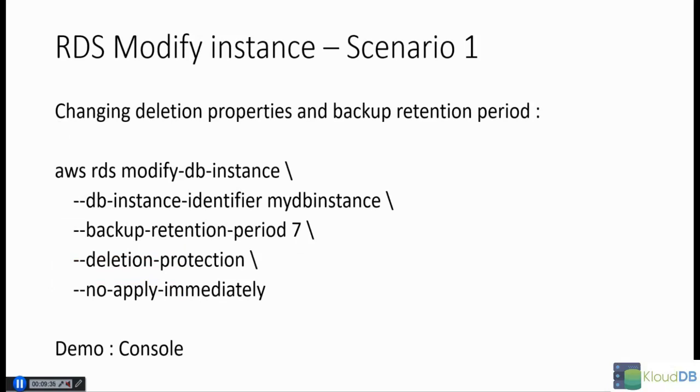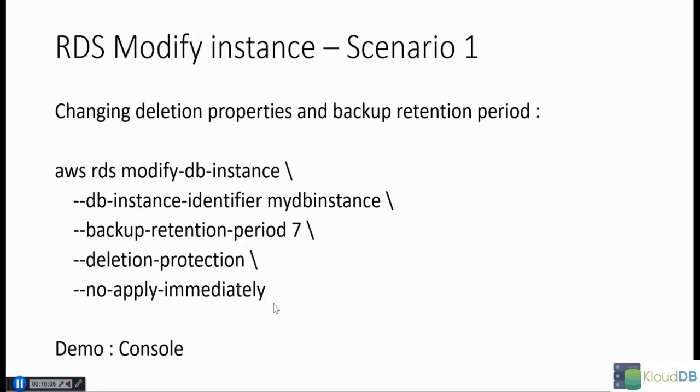A lot of times you need to modify an instance to change a configuration. You can do that using the aws rds modify-db-instance CLI command. These are the options you would give: db-instance-identifier, then the instance name. Here we're changing the backup retention period to 7 days. Also, you will be changing the deletion protection. And then there are two options, apply immediately or no apply immediately.